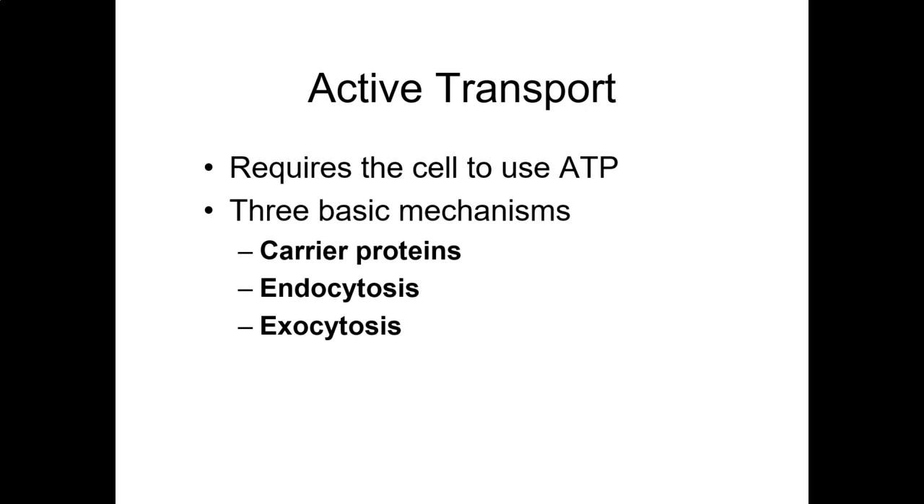Those are all passive transports. You don't have to do anything for that. But sometimes our body does need energy to make things transport, and that is called active transport. And active transport requires the cell to use up some ATP. And there are three basic mechanisms: carrier proteins, endocytosis, and exocytosis.